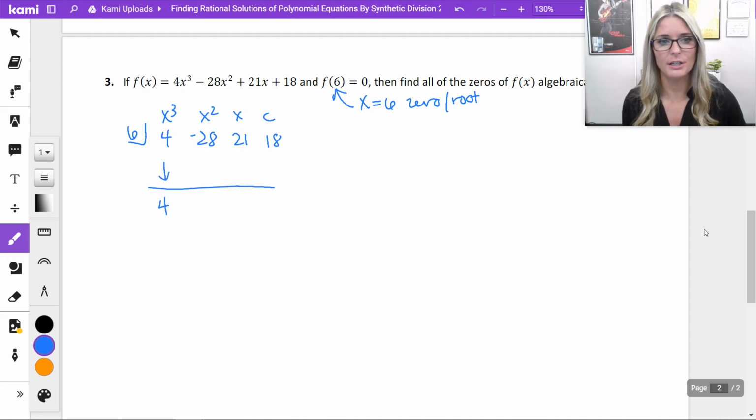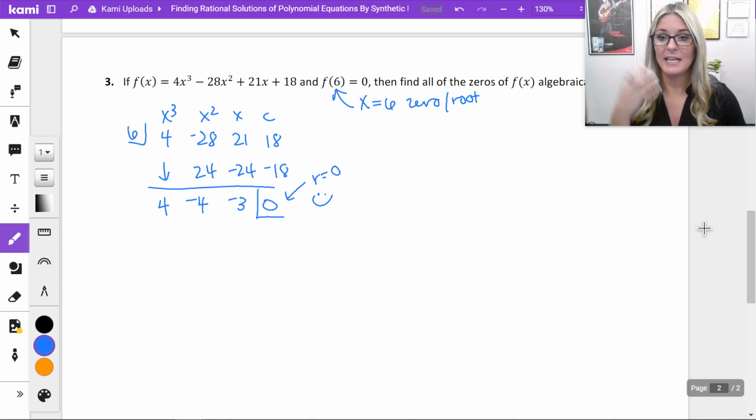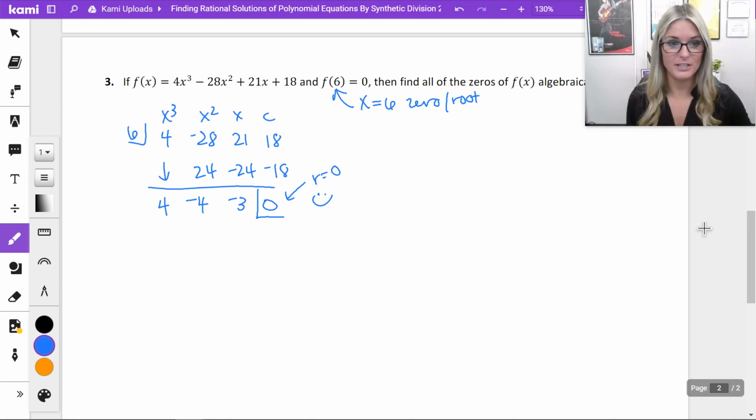Bringing down our first term, the 4, multiplying it with the box, we get 24. Adding straight down, negative 4. Multiplying with the box again, getting negative 24 this time. Adding straight down gives me negative 3. Multiplying with the box, there it is, golden. I'm getting negative 18. Adding straight down, there's that 0 for my remainder. I should always get that because they gave me a legit factor or root in the problem every time. Our final solution from our synthetic division, our quotient here is 4x squared minus 4x minus 3.